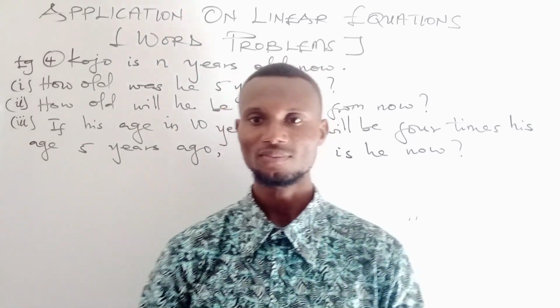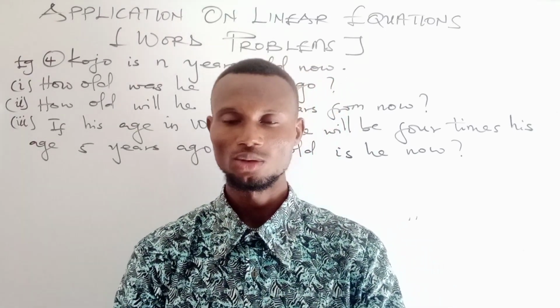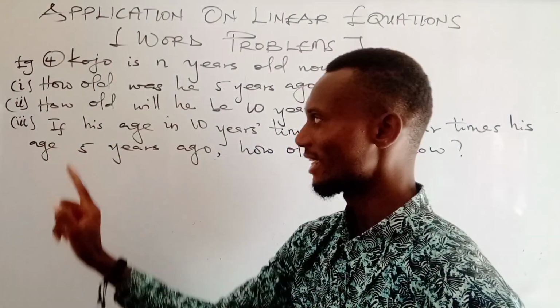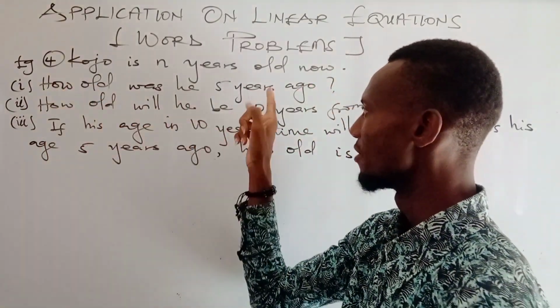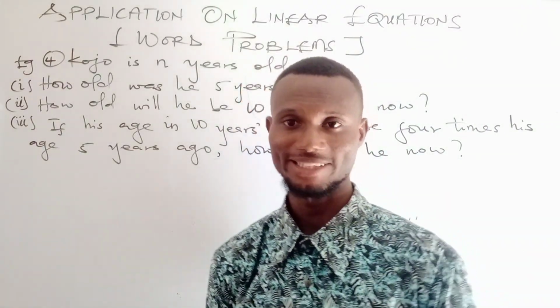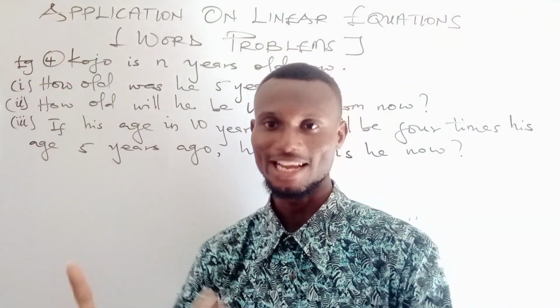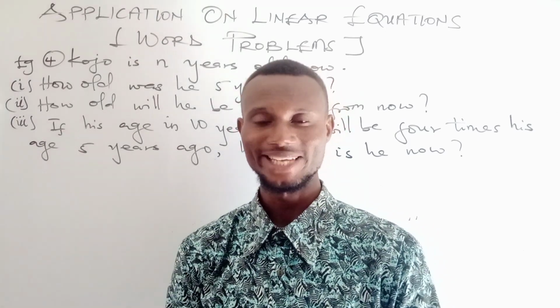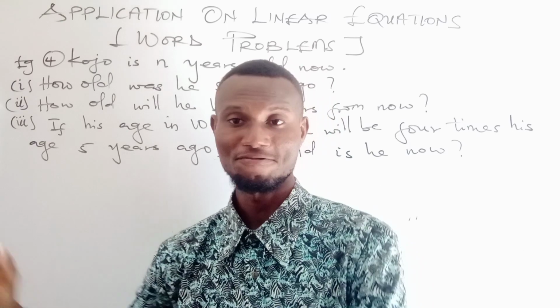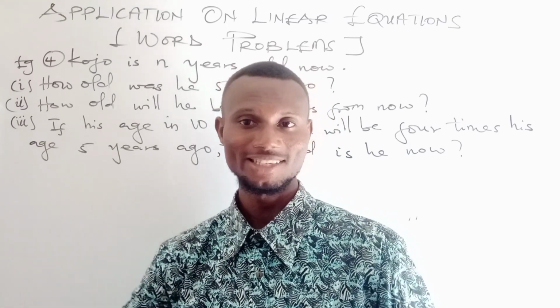So now it says that Kojo is n years old now, and (i) is saying, how old was he 5 years ago? Now I've used myself as an example to explain it to you: assuming that I am 10 years old now, and I ask you how old was I 5 years ago, you can easily know that.